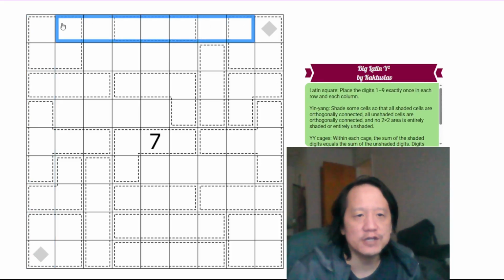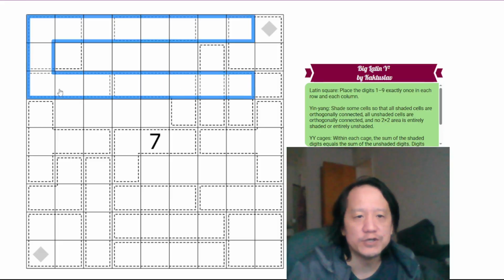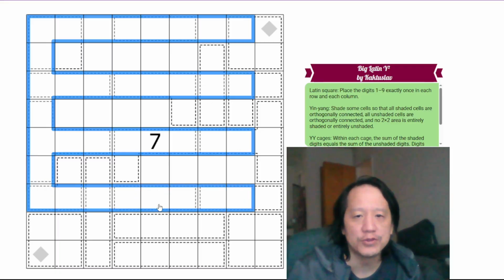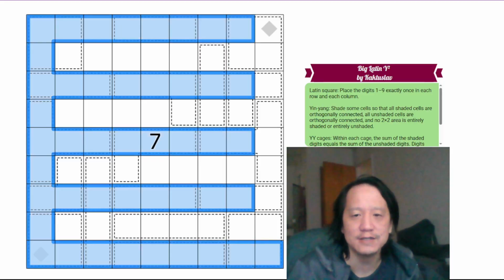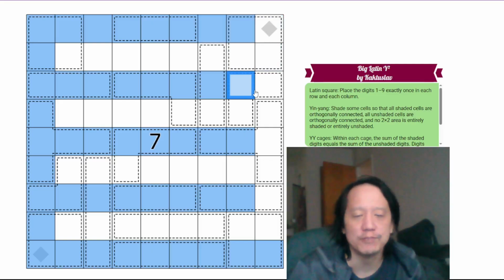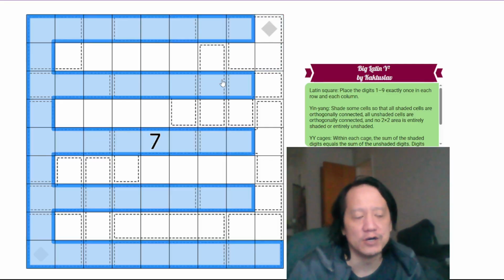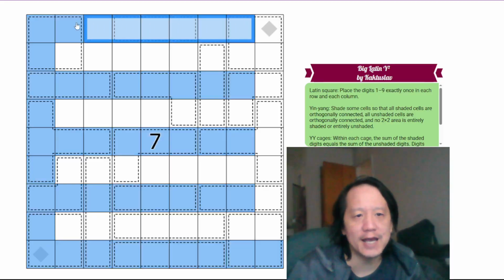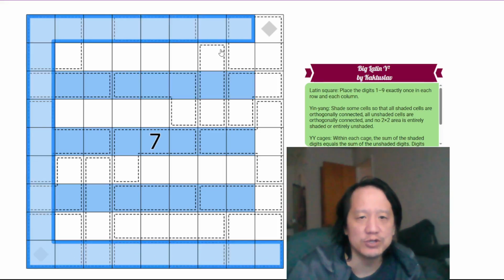We also have yin-yang shading, where we need to shade some cells so that all shaded cells are orthogonally connected and all unshaded cells are orthogonally connected, and no 2x2 area is entirely shaded or entirely unshaded. And this is a valid example of a yin-yang shading, because what does it mean to be orthogonally connected? That means you can go from any cell in the region to any other cell in the region just by going through edges, all while staying within the region.